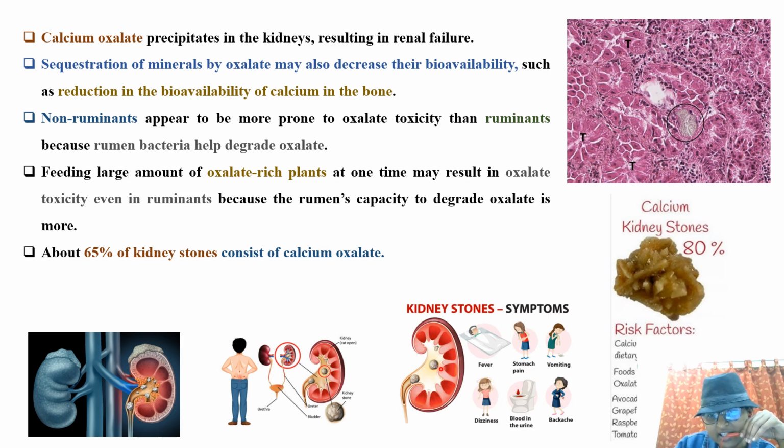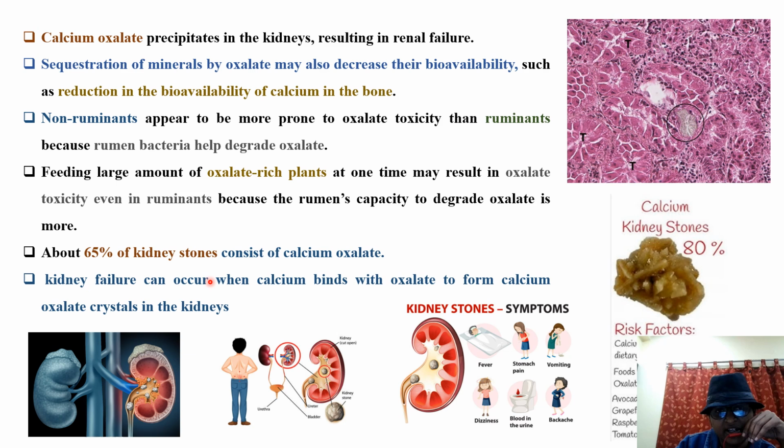So here you can see in case of symptoms: fever, stomach pain, vomiting, dizziness, blood in the urine, severe backache. Kidney failure can occur when calcium binds with oxalate to form calcium oxalate crystals in the kidney, because if these stones accumulate there, the flow of blood through this will also be interrupted, because of which it will in a way affect your hypertension, BP.